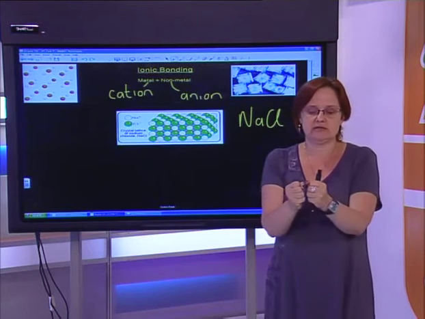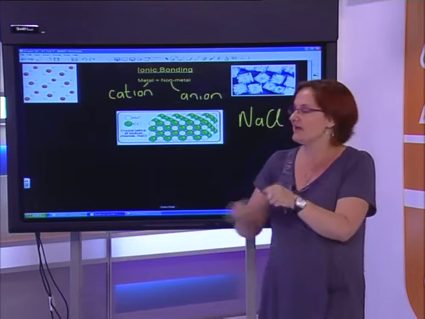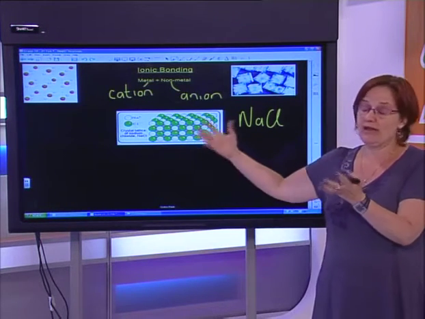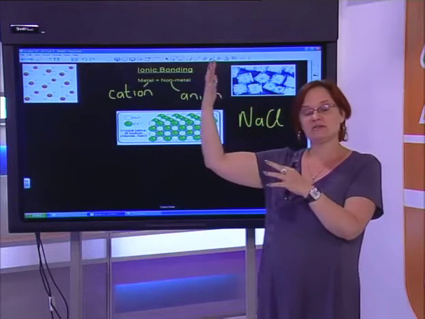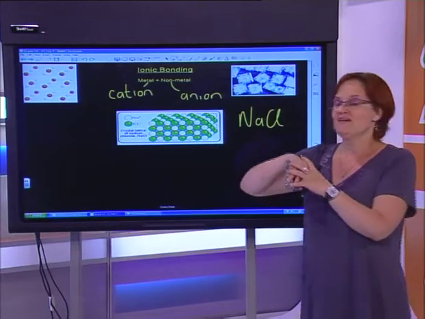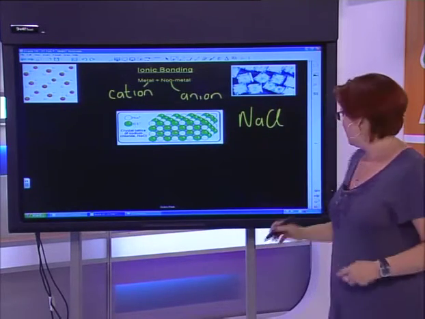They're very attracted to each other and it holds very, very tight. Okay, it's also why sodium chloride, or any of your ionic solids, have a high melting point, high boiling point. They're always pretty much solids. You don't get them in gas form.